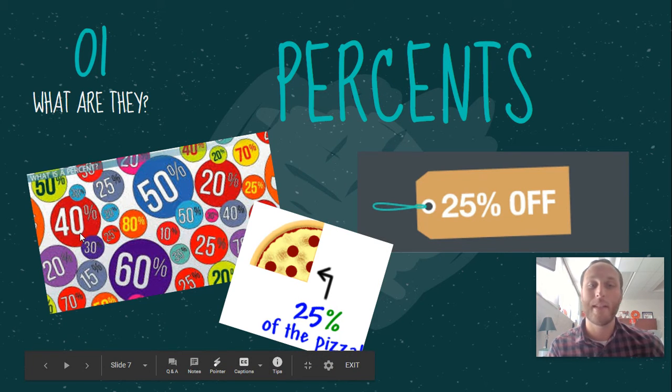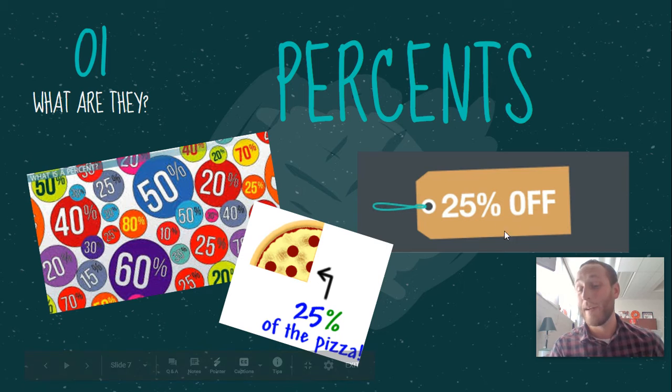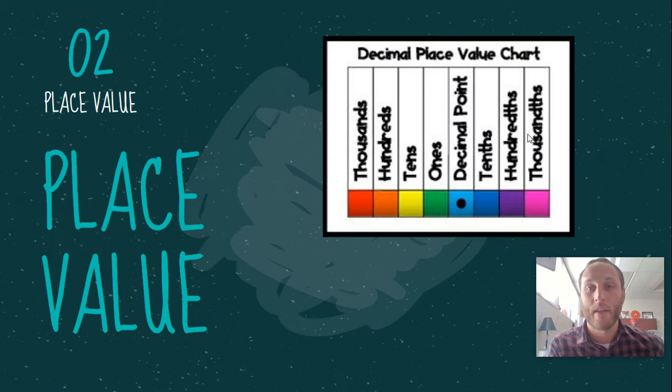So some other percents you might see, 40%, 25%. You might see something called 25% off. That means you get 25% off of the price, which means it's going to be a cheaper price. So that's percents. So hopefully we know the difference between those words.